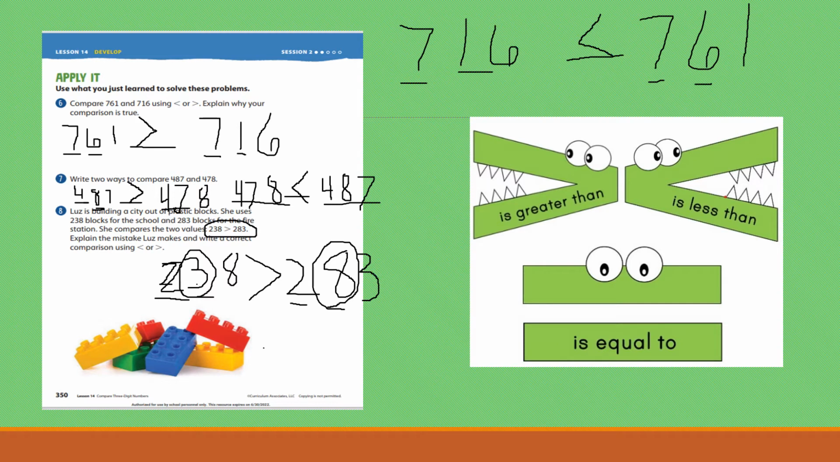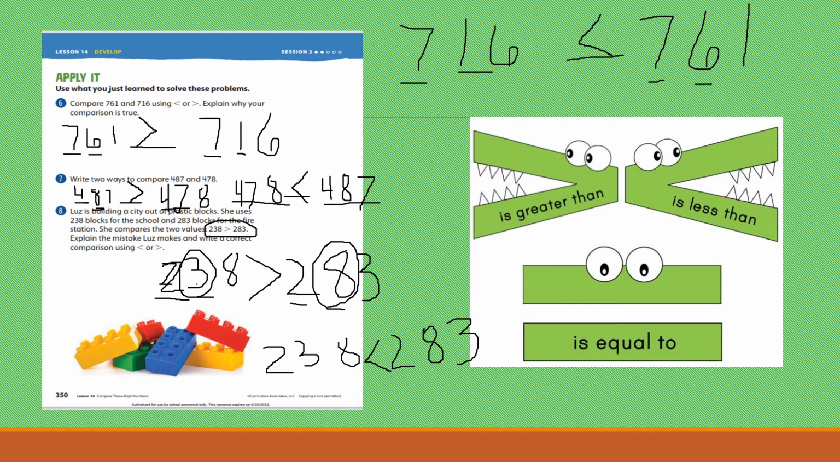So you would write 238 is less than 283. And remember, the opening of my alligator mouth is open to the larger number.